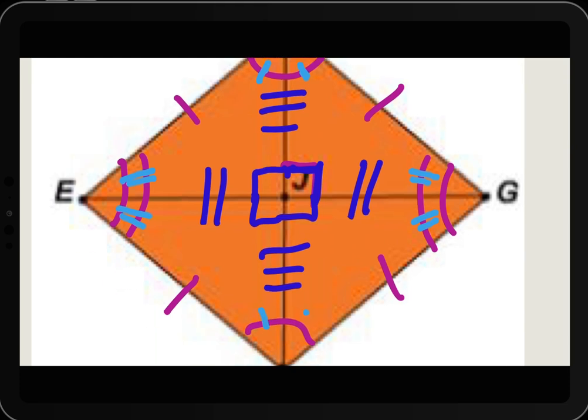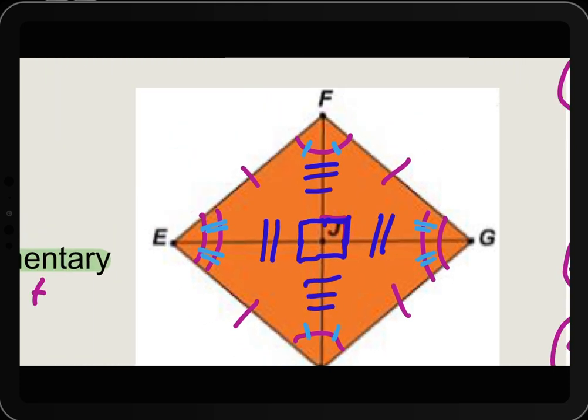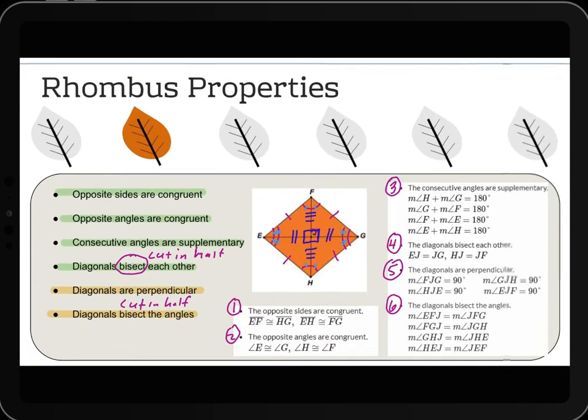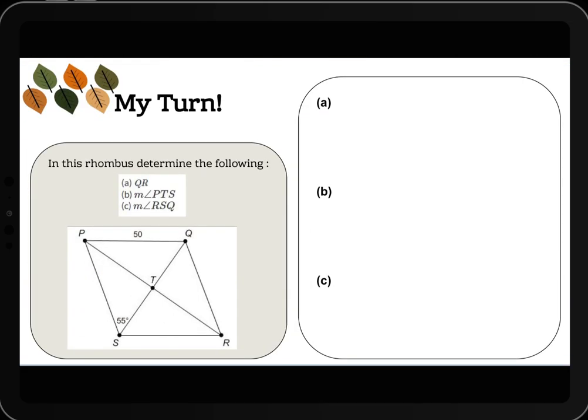That's angle bisection, and a rhombus has that property as well. So as you can see, there's a lot of properties here with a rhombus. So I would highly encourage you to use that as a reference when you are going through problems involving a rhombus. Let's go ahead and practice a problem now.